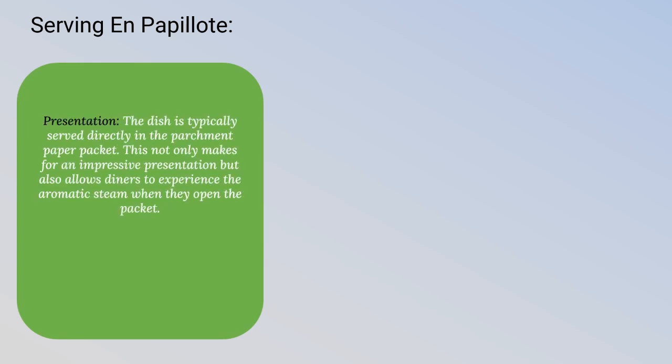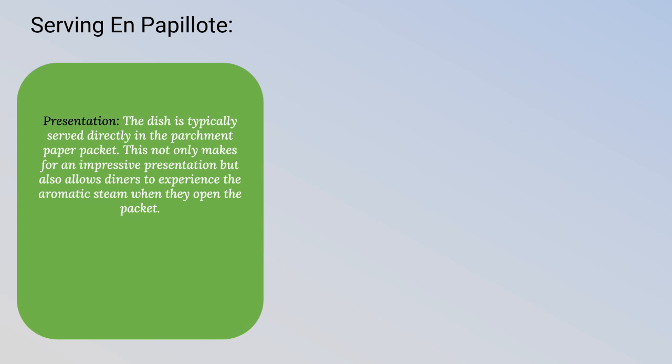Fair enough? Fine. How to serve a papillote? Normally during the presentation, the dish is typically served directly in the parchment paper packet. So it is not that you, being a chef, remove the product from the parchment paper and put it on a plate. The entire parchment paper along with the food, in the sealed condition, will be served to the guest. This not only makes for an impressive presentation, but also allows diners to experience the aromatic steam when they open the packet.